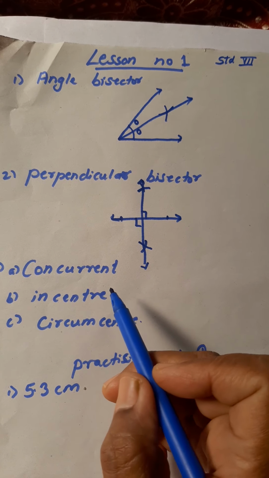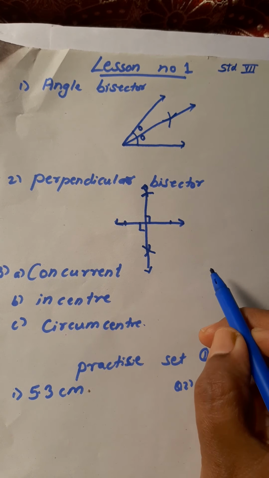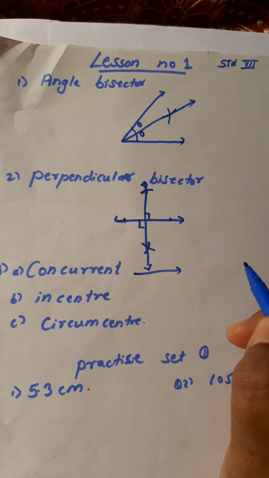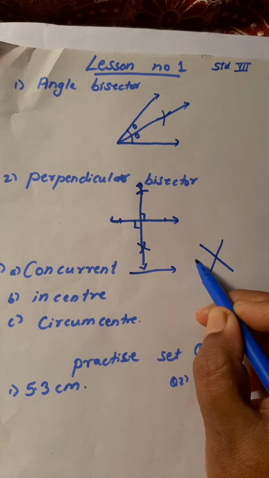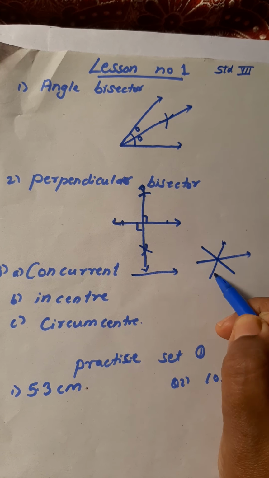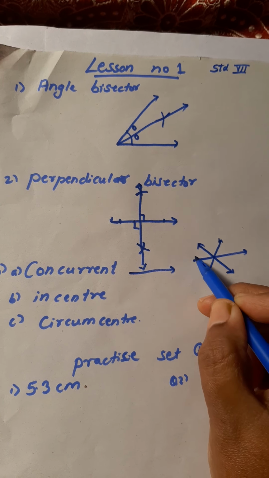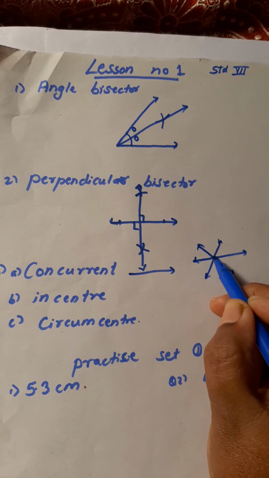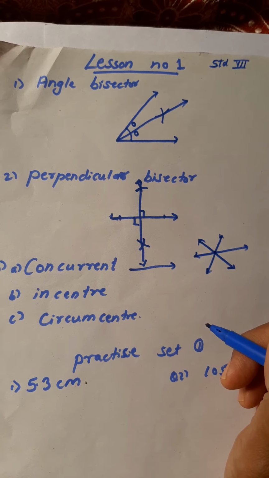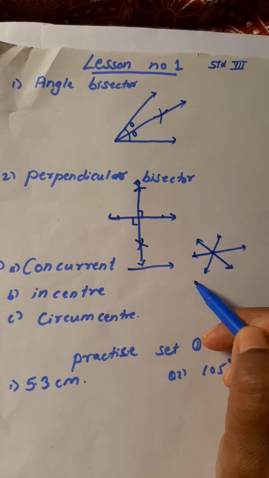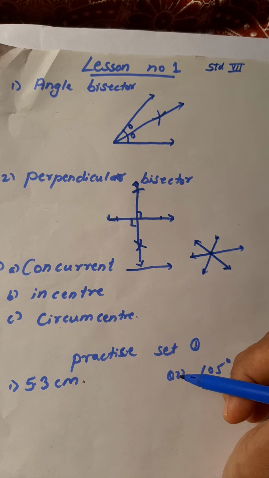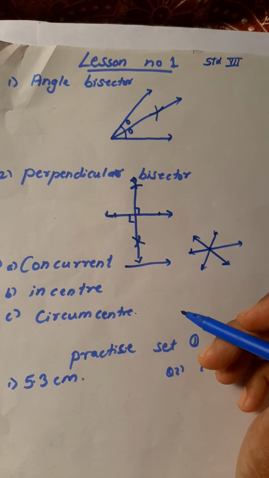Okay, next point, it is concurrent. The word concurrent, meaning, okay, I will draw here. In a plane, when more than two lines pass through a single point, it is called concurrent. In a plane, more than two lines passing through a single point is called concurrent.